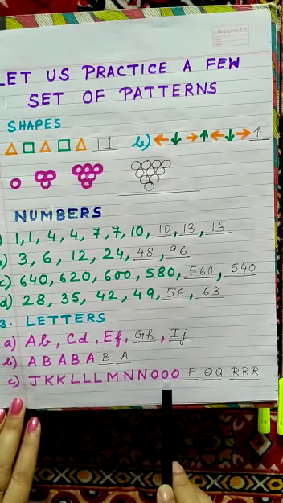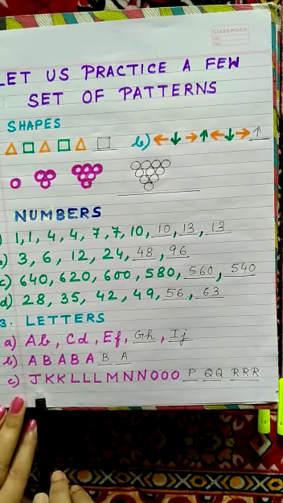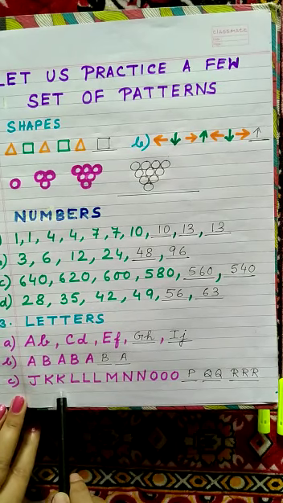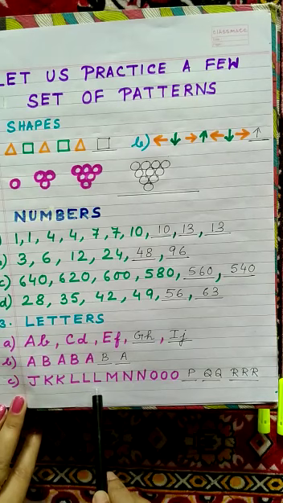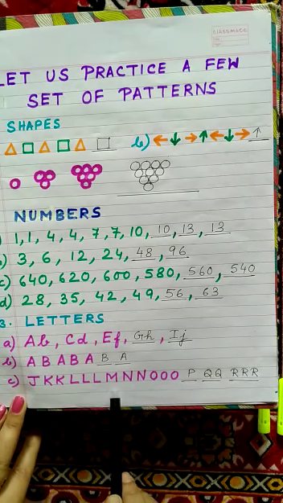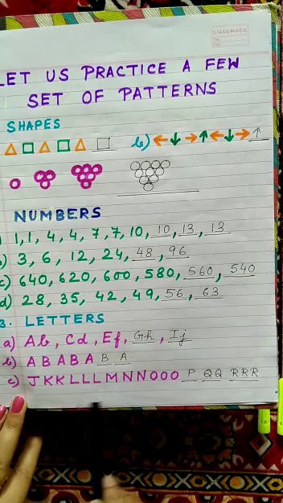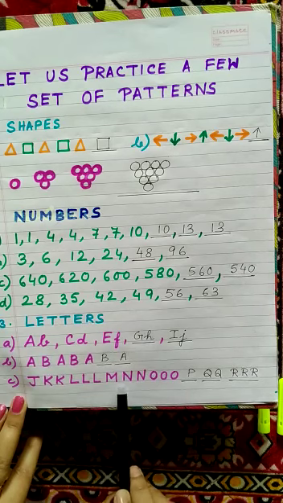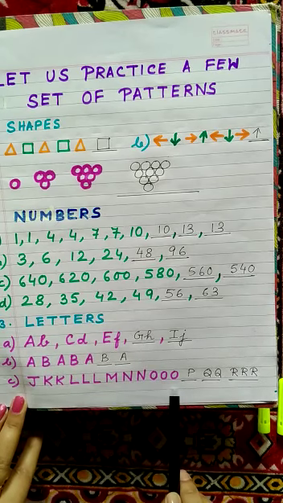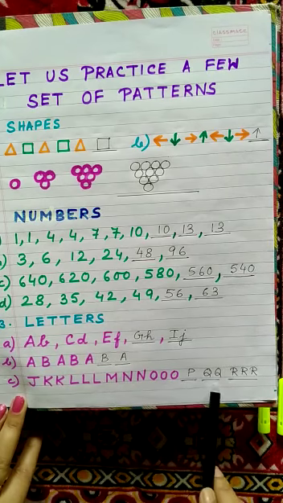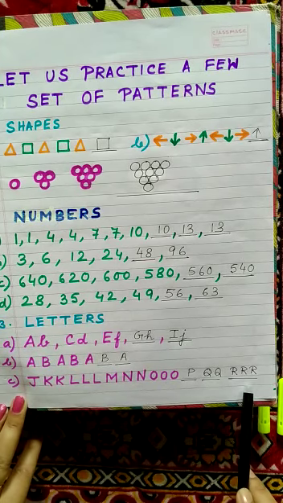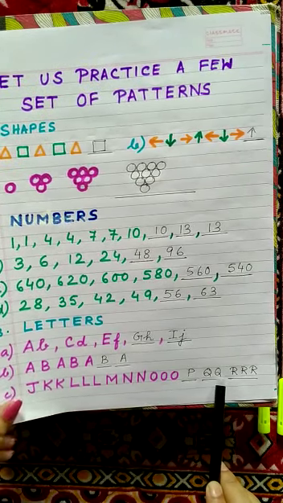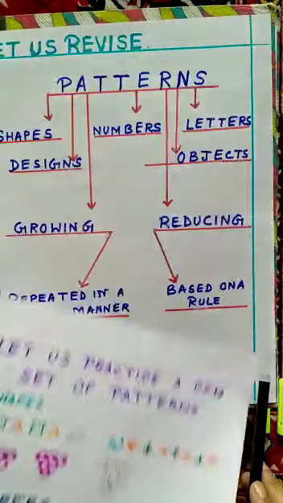Now in the last set of pattern here, the letter written first is once, the letter next to it is written twice, the letter next to it is written thrice. And then we move on to the next alphabet. So J, K, K, L, L, L, M, N twice, O thrice, P, Q twice, R thrice. I hope this is clear, children. This is how you are going to proceed with patterns.